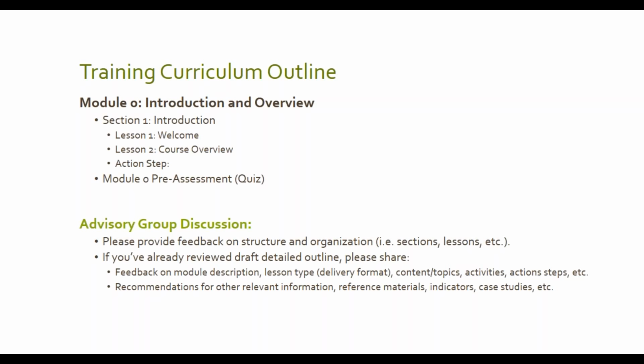Is there any advisory group feedback on this module? I know this one's pretty straightforward and boilerplate, but if you have feedback on structure, or if you've looked any further into the actual detailed outline, we would certainly be interested in any feedback or recommendations you can provide.